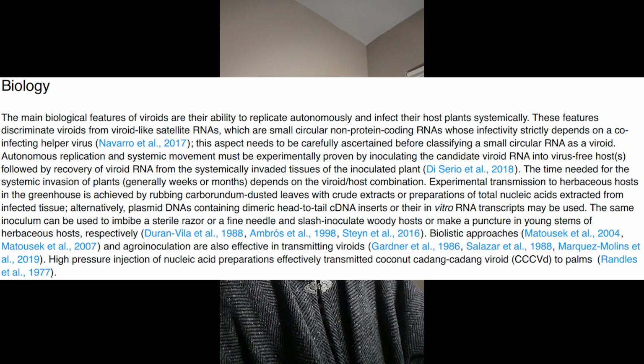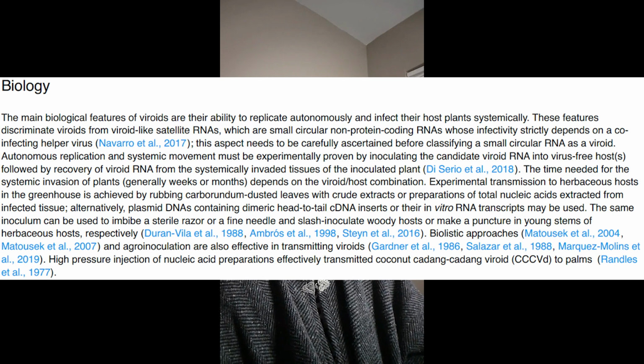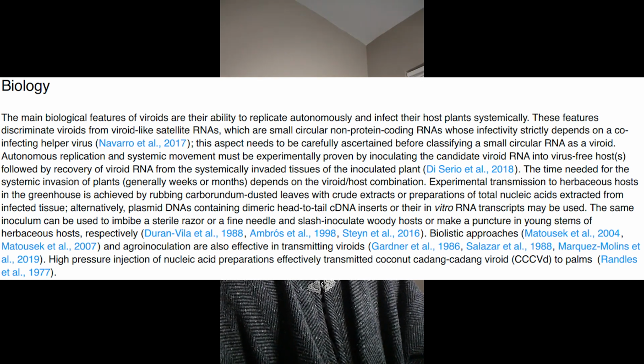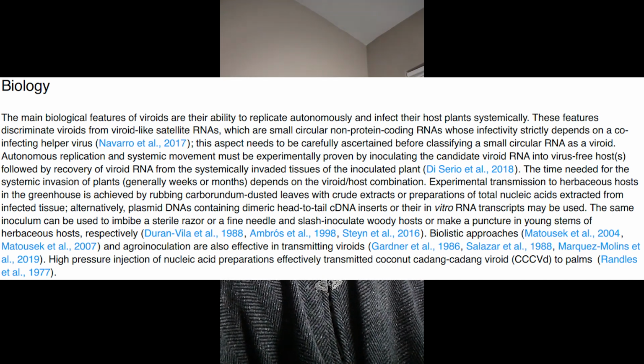Experimental transmission to herbaceous hosts in the greenhouse is achieved by rubbing carborundum dusted leaves with crude extracts or preparations of total nucleic acids extracted from infected tissue. Alternatively, plasmid DNAs containing dimeric head tail cDNA inserts or their in vitro RNA transcripts may be used. So this is all talking about how you tell whether you have it or not, but I wouldn't really call that the biology, so I'm going to skip that part.